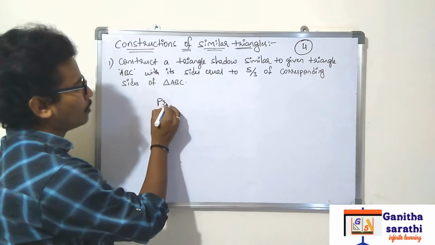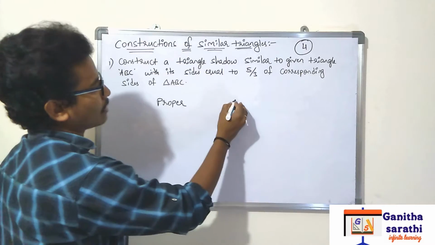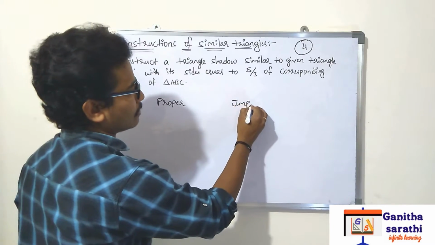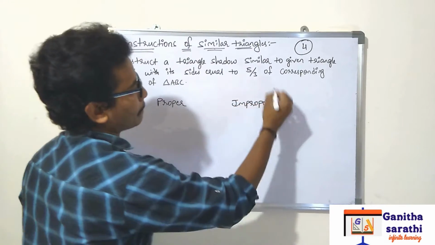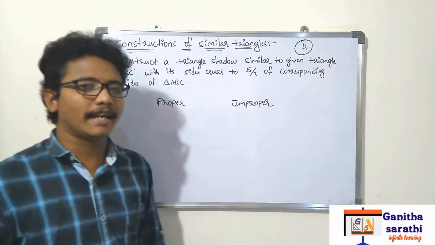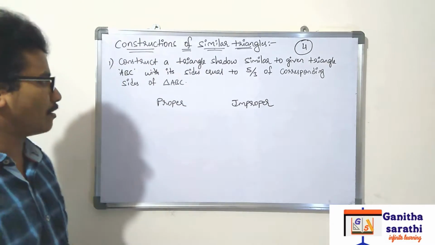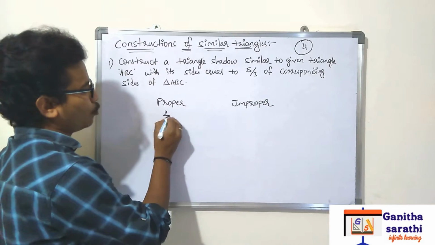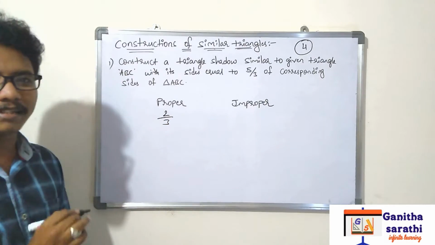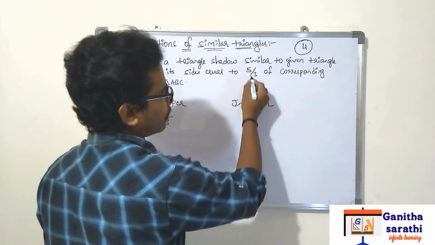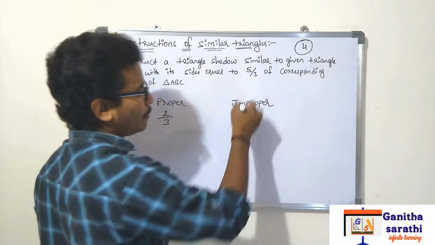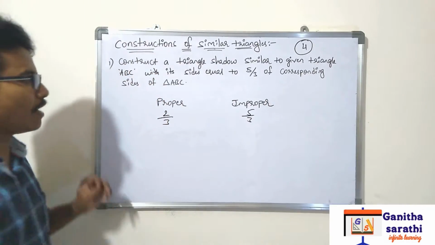We will be having two types of scale factors. One is proper fraction and also one is improper fraction. For example, 2 by 3 is there. 2 by 3 means what? It is a proper fraction. And take this one only, 5 by 3. 5 by 3 means what? That is an improper fraction.